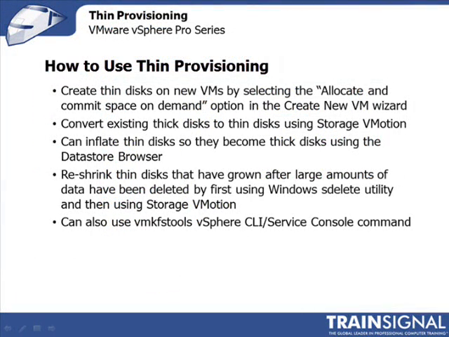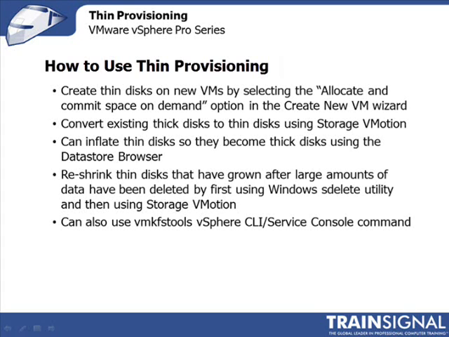You can convert existing thick disks to thin disk using storage vMotion while the VM is powered on. However, there is a catch to this. You must move the VM from one data store to another. If you select the same data store, the disk will not be converted. You can move the VM back to its original data store afterwards, though.